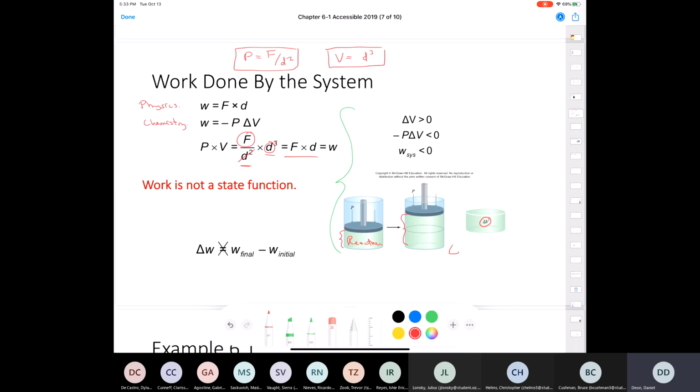And we know that since volume is a state function, we can say that the change in volume is equal to the final volume minus the initial volume. Well, if this is the final volume, VF, and this is VI over here, you can clearly see that VF is bigger than VI, and so delta V is going to be a positive number. Another way of saying that is that it's going to be greater than 0, right? The change in volume is going to be greater than 0.